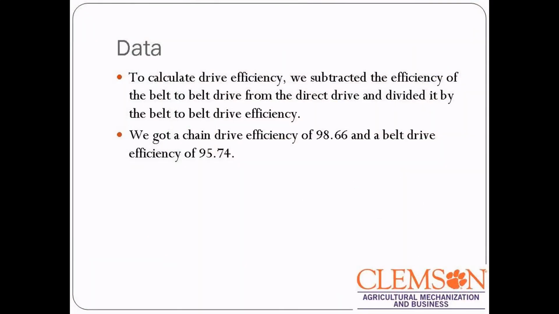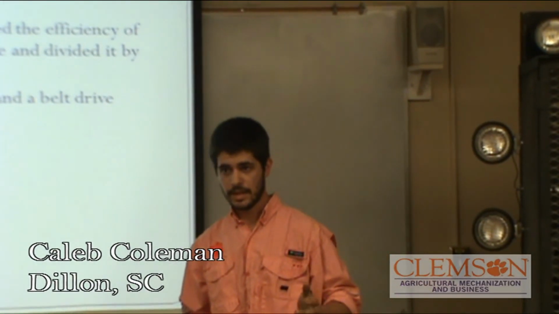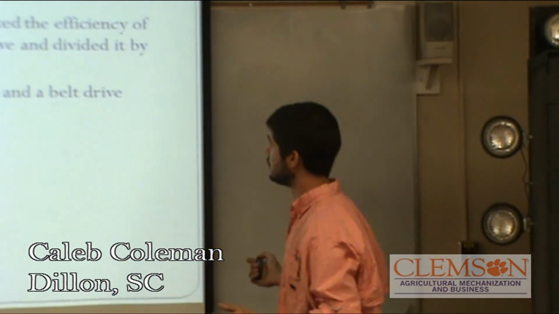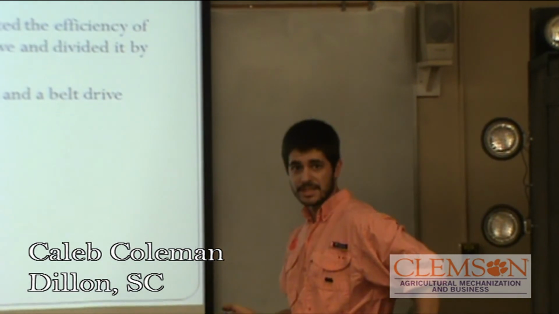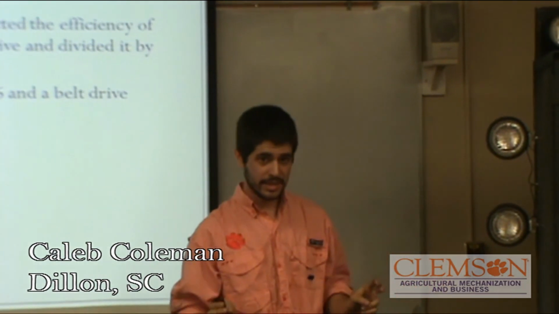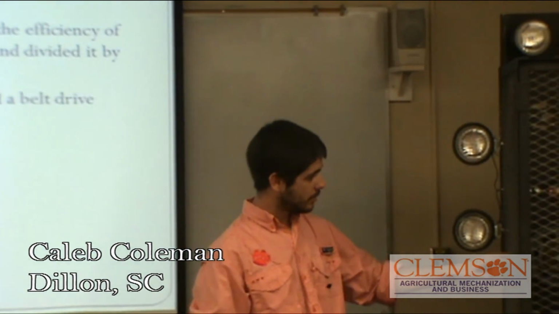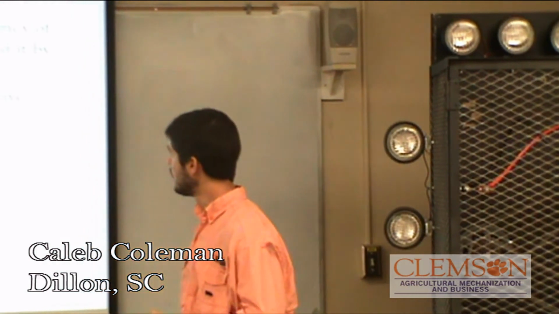To calculate drive efficiency, since you have 3 places you can lose it, you've got to take your belt to belt drive and subtract it from your drive, and then you divide it back from your belt to belt. So when we did chain drive efficiency, we had 98.66 efficiency. It should be, in theory, 100%, but since the drives weigh more, the sprockets weigh more, you're going to put more work on the motor, which means your efficiencies are going to go down some. And the belt drive is 95.74. That correlates pretty much to what we learned in class. We were told to assume an efficiency of 94% for a belt drive system.